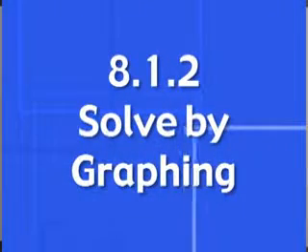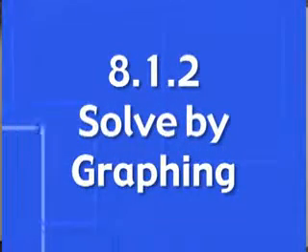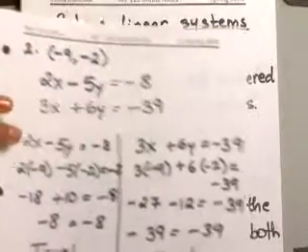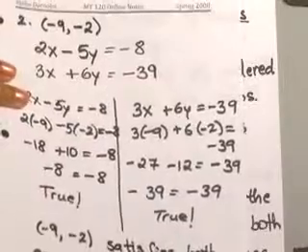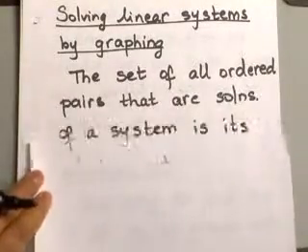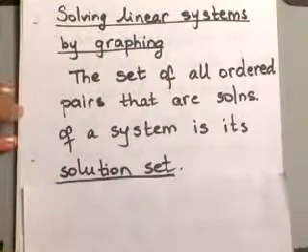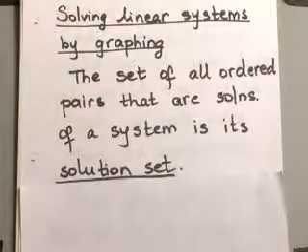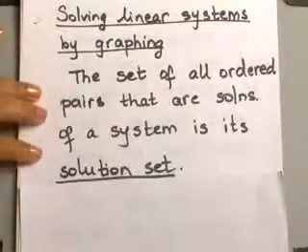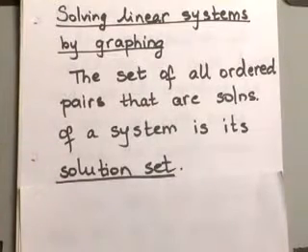Now let's go ahead and talk about how to solve a system of linear equations. The first method we are looking at is the graphing method. With this one, as I was talking to you about earlier, you have the ordered pairs, which will be considered as your solutions. If you have a set of ordered pairs and all these ordered pairs are solutions to the system, that set of all the ordered pairs will be called your solution set.